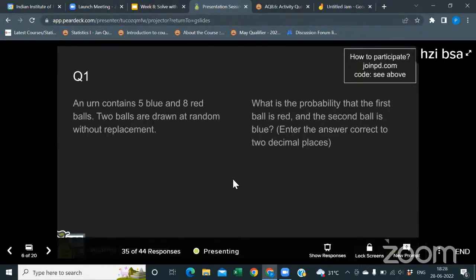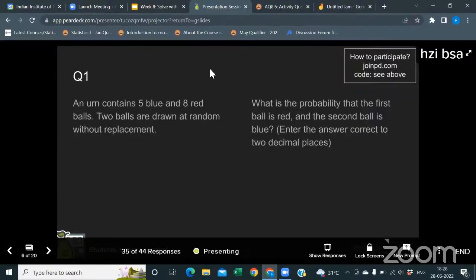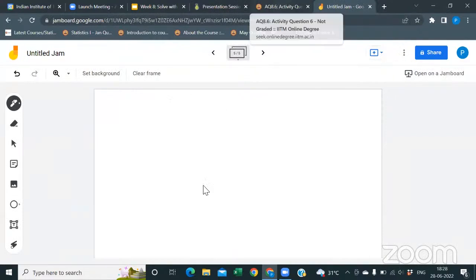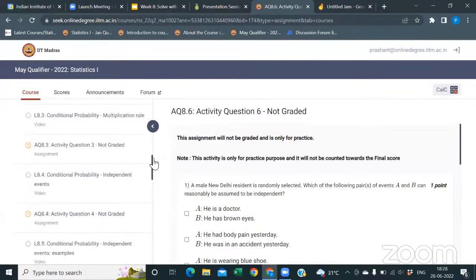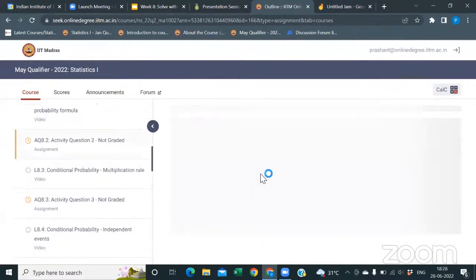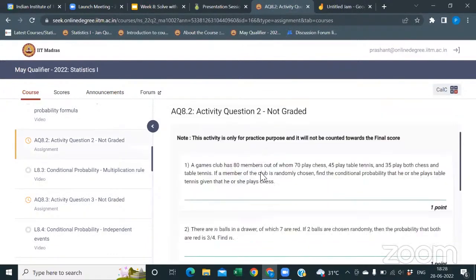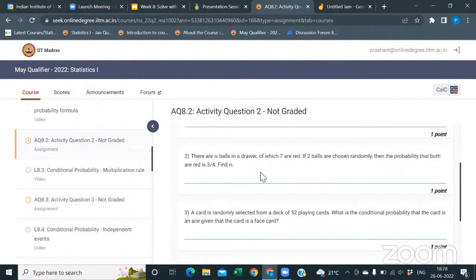Sir, I have one more follow-up question, if you don't mind. I'm very sorry for this. Yes, please. There was a question in the activity questions, I think assignment 8.2, regarding the same balls being drawn out randomly. I believe it's the second or the third one. Yep, the second one. So how would we do this, sir? Okay, let's do it.